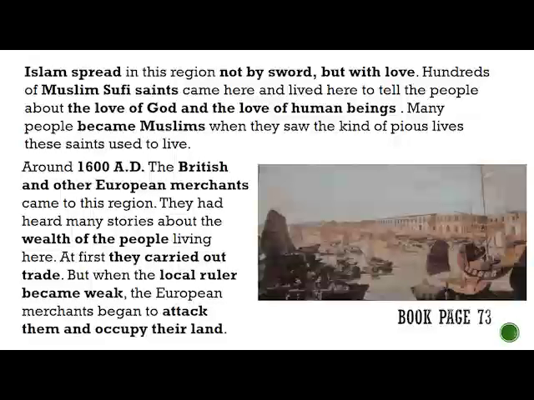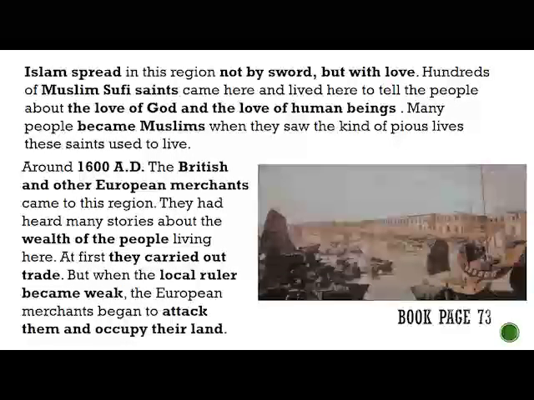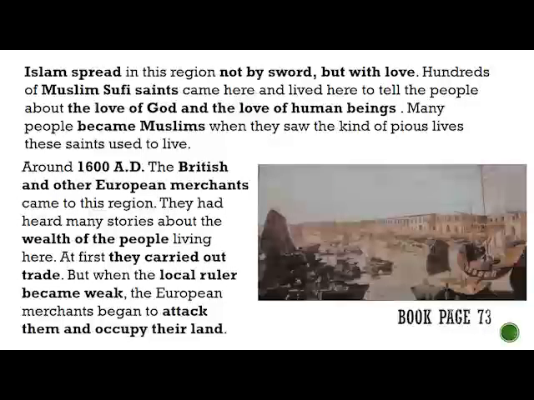Islam spread in this region not by the sword. Sword means तलवार, but with love. इस्लाम यहाँ पर इस region में subcontinent में तलवार के जरिए नहीं फैला बल्कि प्यार के जरिए फैला. Hundreds of Muslim Sufi saints came here and lived here to tell the people about the love of God and the love of human beings.